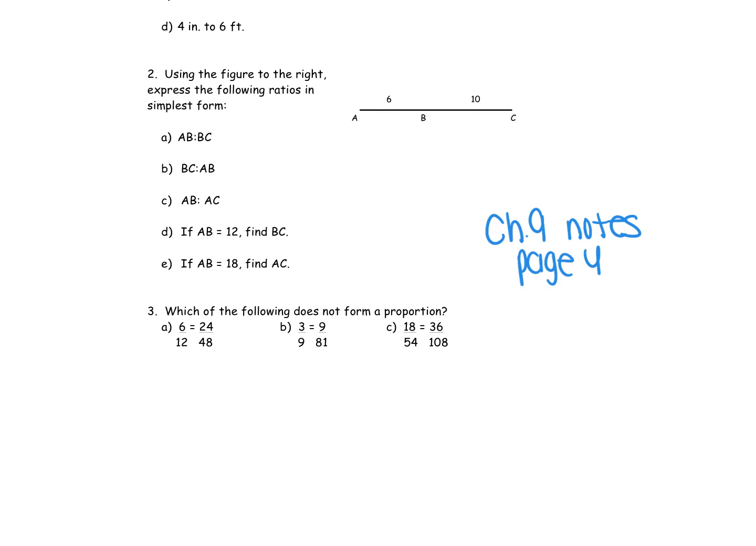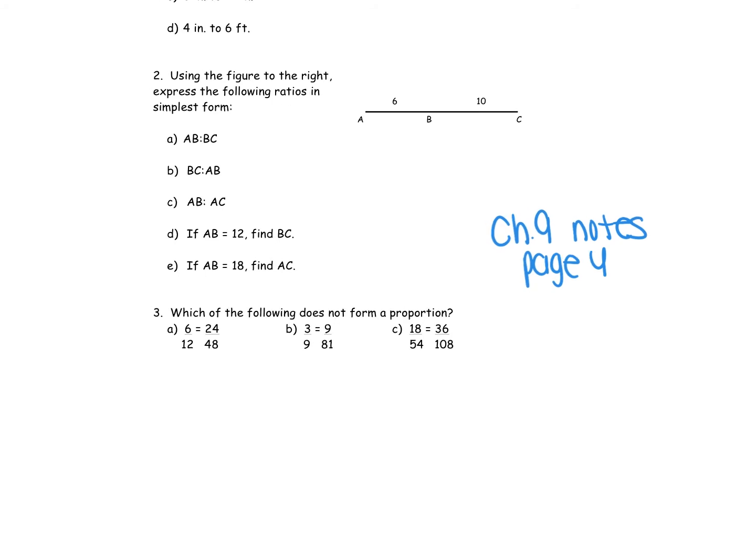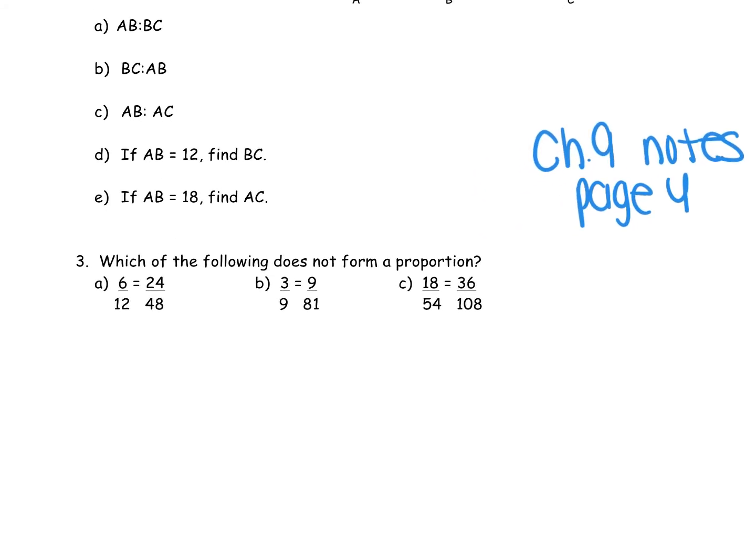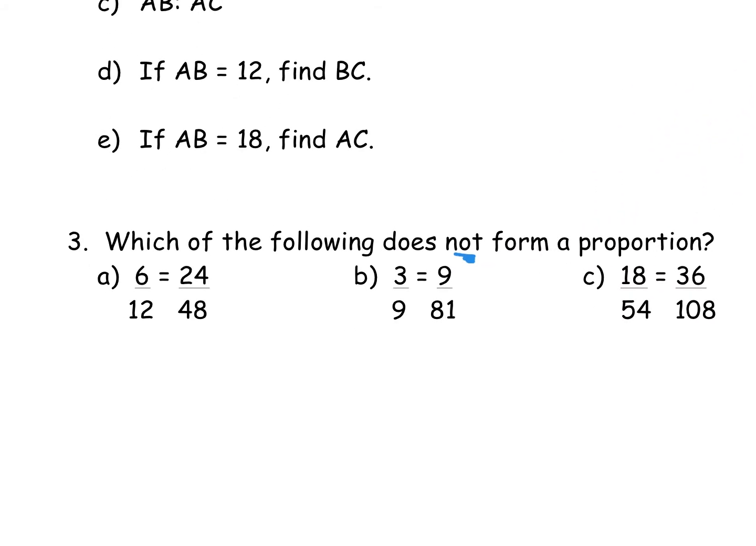So you should probably be okay with these two questions, but I just wanted to go over them to make sure that you knew what you're doing. For number 3, it says, which of the following does not form a proportion? We are going to use cross multiplication to see if these form proportions or not. Remember, proportions are just two ratios that are equal to each other. If we cross multiply and they equal each other, then they are a proportion. If they don't equal each other, they're not.